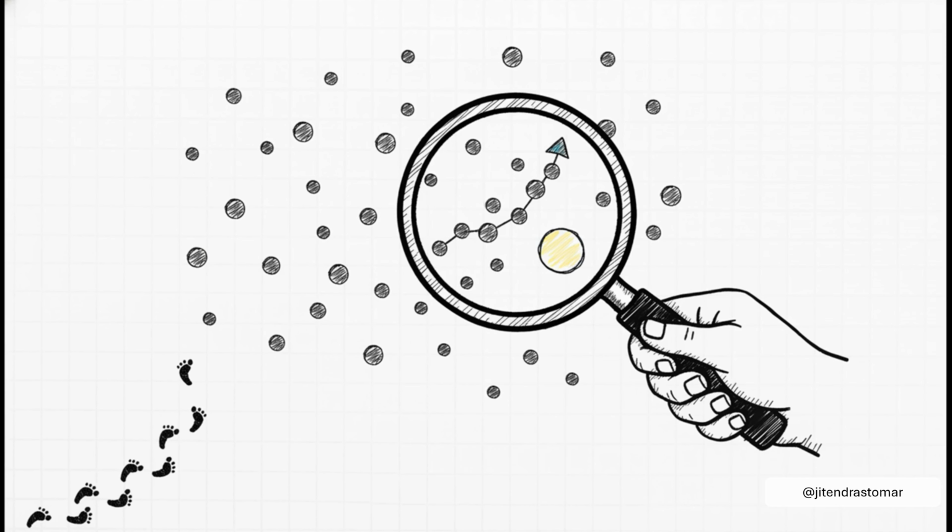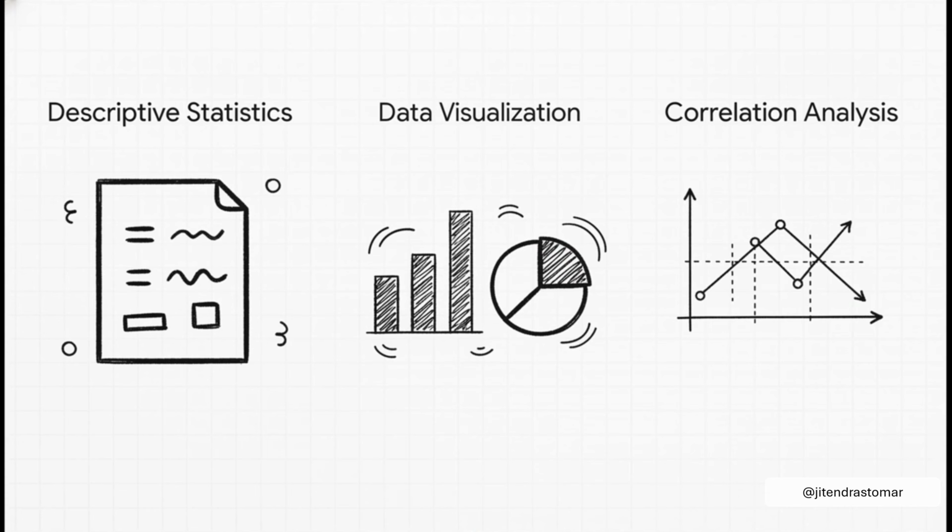We'll start with the basics. Your investigation kicks off with 3 key tools. You'll use descriptive statistics, mean, median, that kind of stuff, to get a quick summary. It's the who, what, and when of your data.